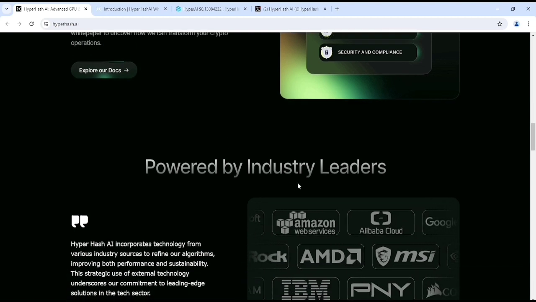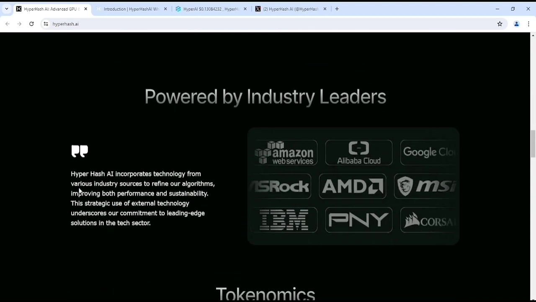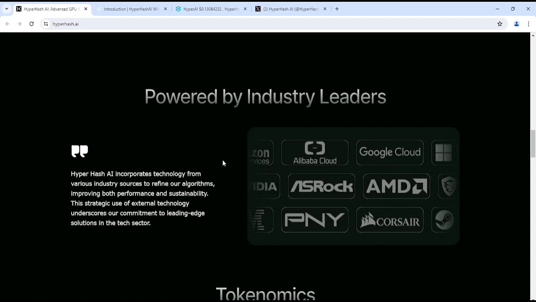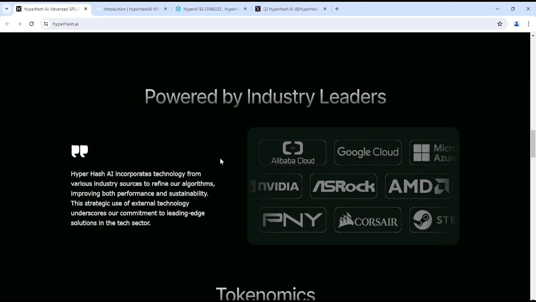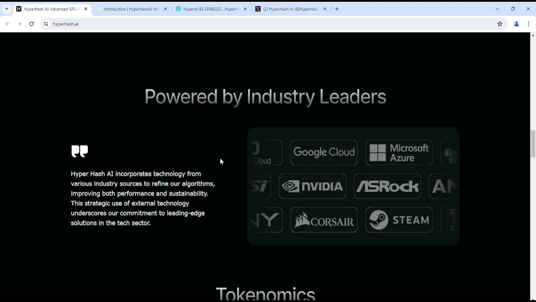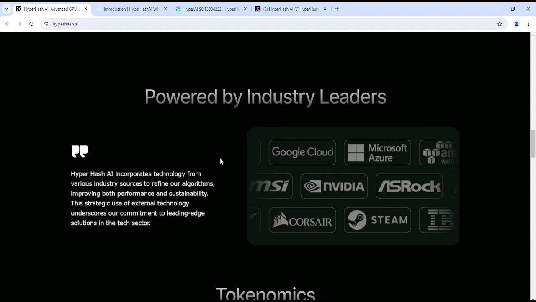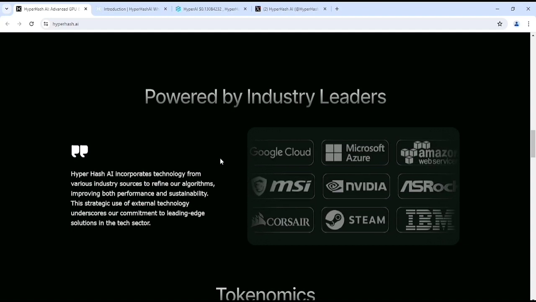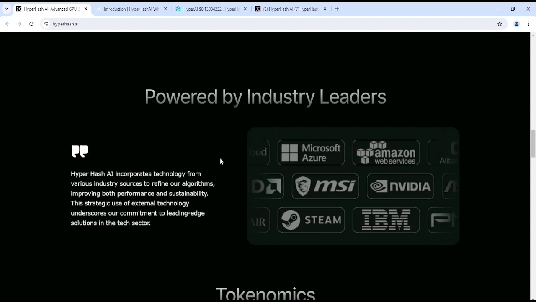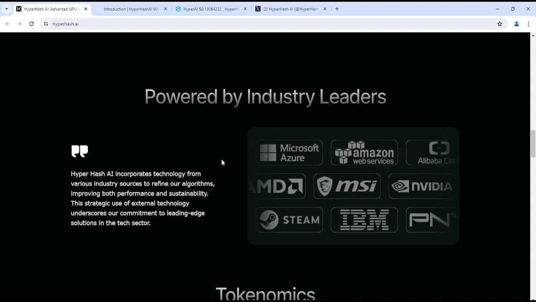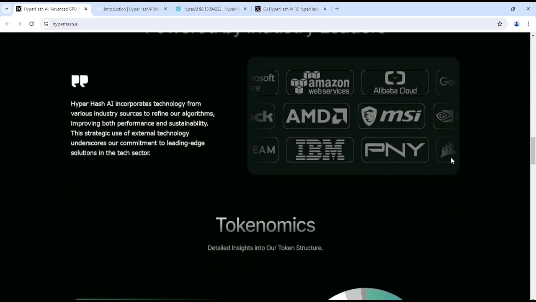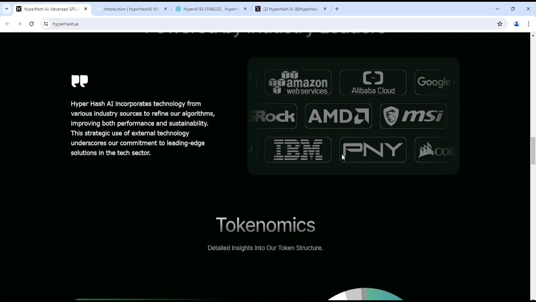Powered by industry leaders. Here we can see HyperHash AI incorporates technology from various industry sources to refine their algorithms, improving both performance and stability. Strategic use of external technology underscores their commitment to leading solutions in the tech sector. And here we can see the industries like Steam, IBM, VMware, MSI, Alibaba Cloud, and whatever you can see.